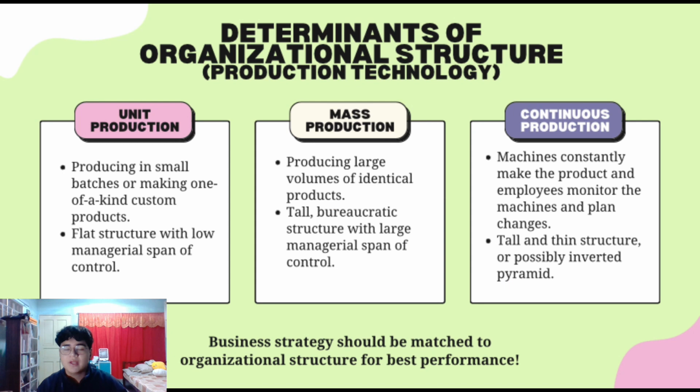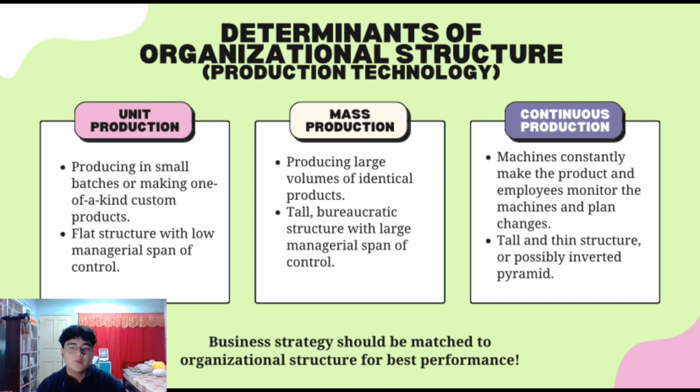In building an organizational structure that is effective, it should be aligned with a firm's business strategy. In terms of production technology, which is one of the factors influencing organizational structure, there are certain structures attributed to certain strategies. If a firm specializes in unit production, they produce in small batches or produce one-of-a-kind custom products, all while being a part of a flat structure with a low managerial span of control.